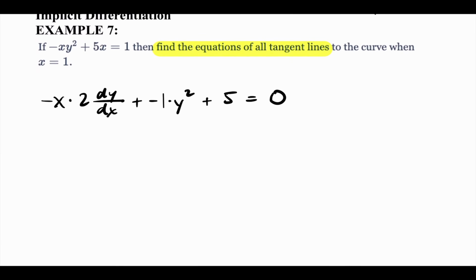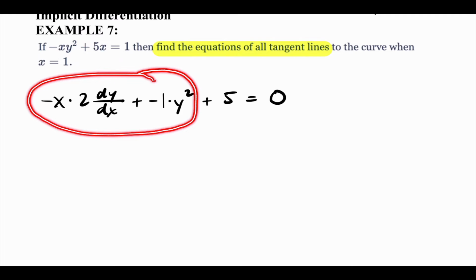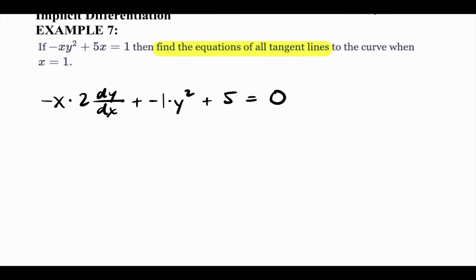Okay, so that's what I got. Found the derivative of negative xy squared. Use the product rule. Got this. And then the derivative of 5x is just 5, and the derivative of 1 is just 0. So let me clean it up a little bit. Negative 2xy dy dx minus y squared plus 5 equals 0.